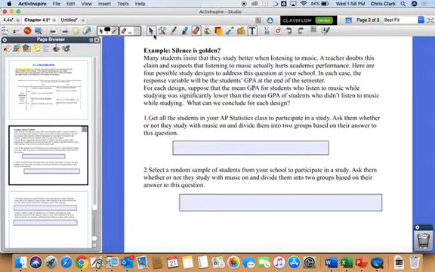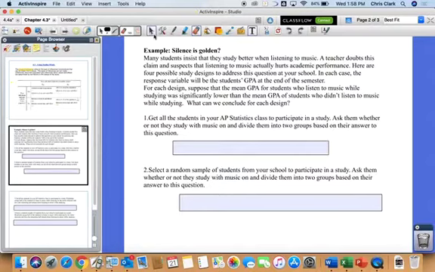For each design, we're going to suppose that the mean GPA for students who listen to music while studying was significantly lower than the GPA for students who didn't listen to music. Okay? What can we conclude for each design? So just hypothetical scenario. This isn't a real study. Okay? So if you listen to music while studying, keep doing it if you want to. Okay? This is not real. All right? So we're just going to assume that the GPA for the students who listen to music was worse. Okay? In each of these designs. So what can we infer?